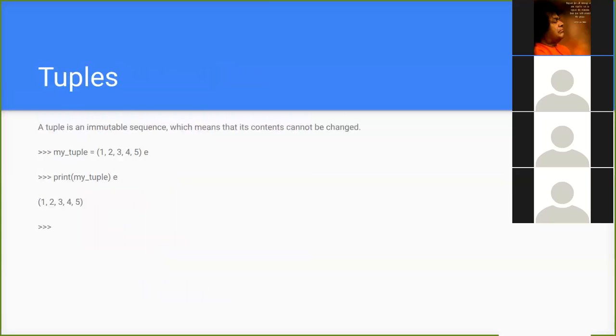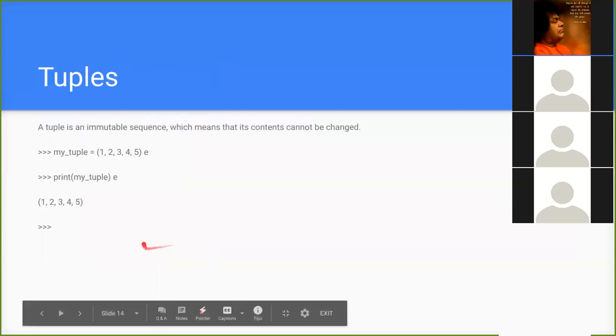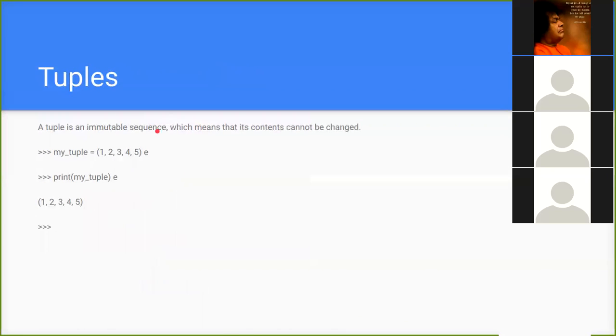So let us move on to the next concept called tuples. A tuple is something similar to my list, but it is an immutable sequence, which means you cannot change the contents of a tuple. We had seen that we could change the contents of a list, but the same is not possible with a tuple, which means it is an unchangeable memory.